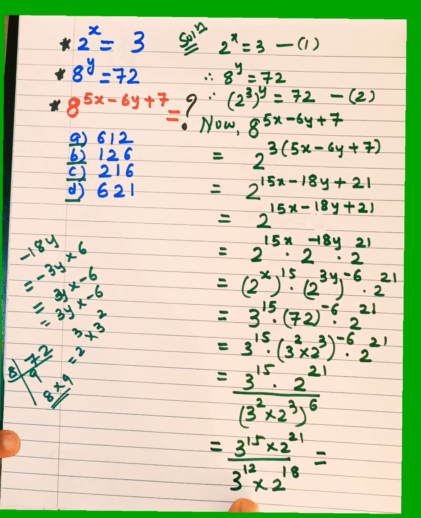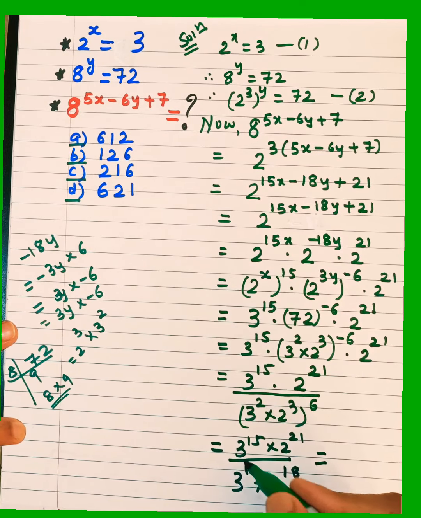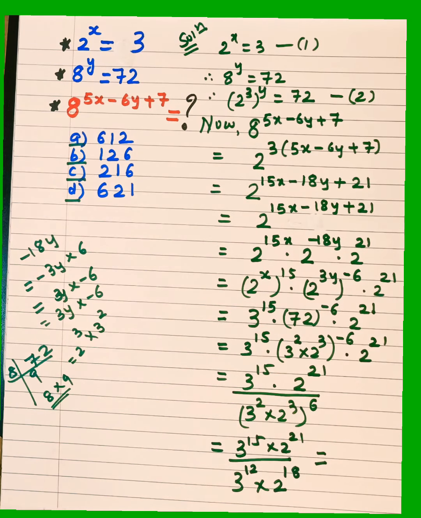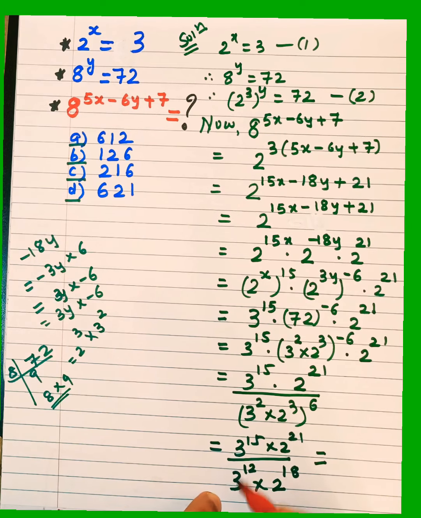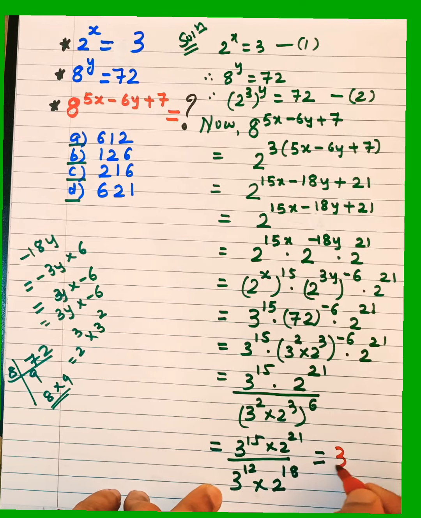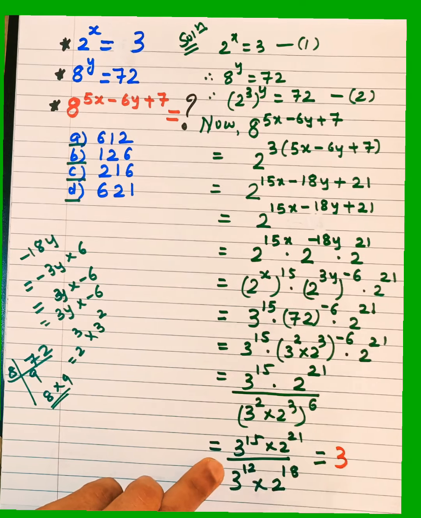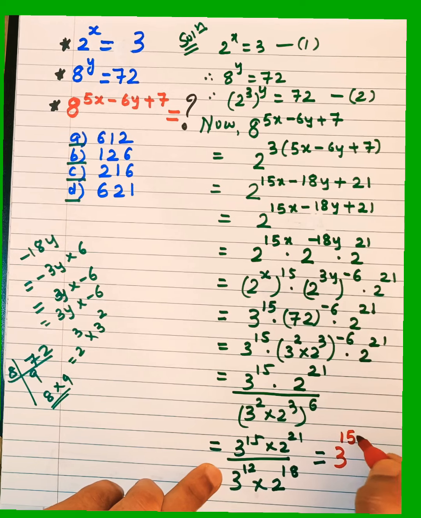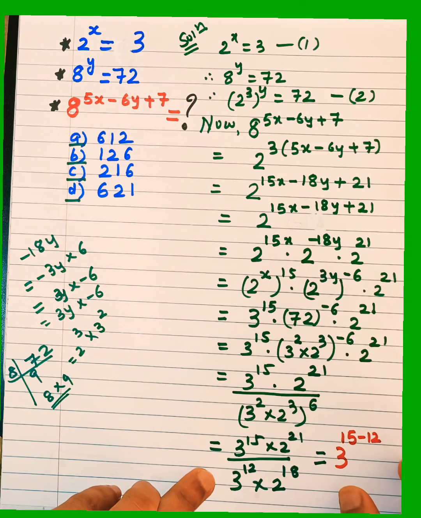Now further, you can see that 3 and 3, these both bases are the same, and they are in division. So applying the rules of power and exponent, these powers can be subtracted. 3 we will write only one time, and 15 minus 12. We have simply applied the rule of power and exponent. I hope this part is clear to you.